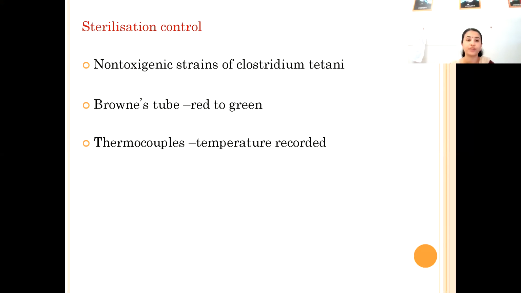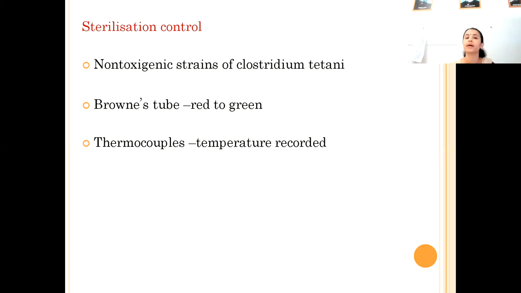You all know how to check the efficiency of a hot air oven. The normal temperature of a hot air oven is 160. The holding period is 160 degrees Celsius for 1 hour. The biological method used to check the efficiency of a hot air oven uses non-toxigenic strains of Clostridium tetani, which have spores. We take the spores, impregnate them on a paper strip, and keep it in the hot air oven. The holding period is 160 degrees Celsius for 1 hour.